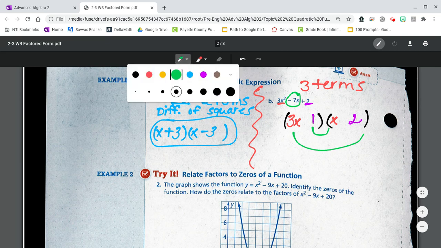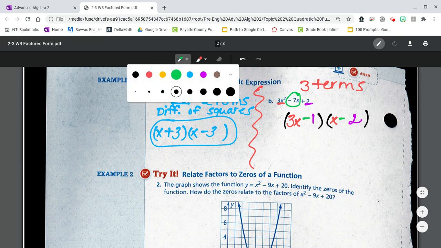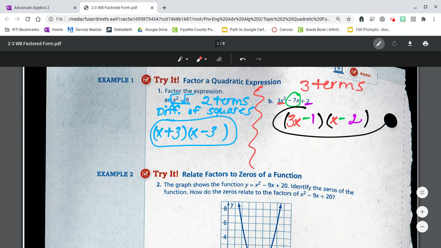Now let's check. 1 times x is 1x. 3x times 2 is 6x. And I can combine 1x and 6x if they're both negative to be negative 7. So then my factorization here is 3x minus 1 times x minus 2. So that's a little review of last time.